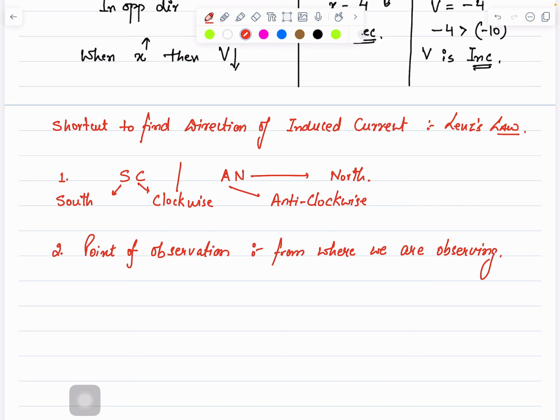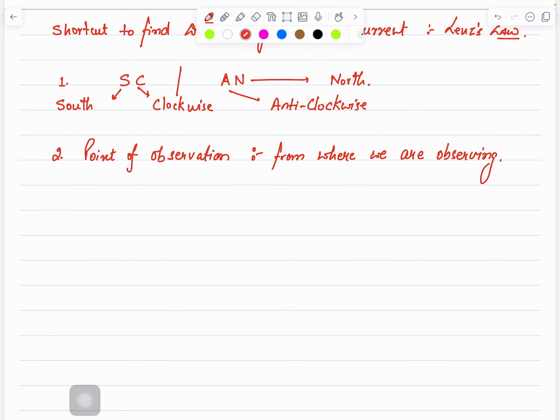Okay. Now just see everything. Let's say there is case number 1. You will understand then everything. Case 1. Let's say this is your magnet. This is south, this is north.